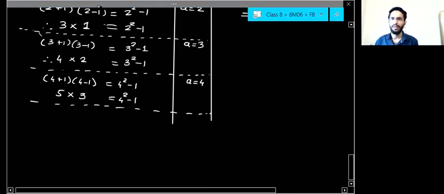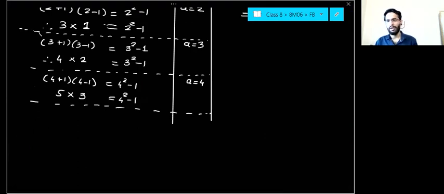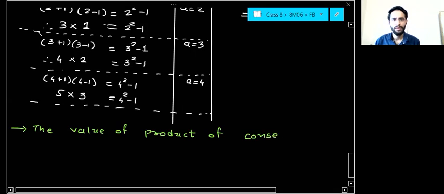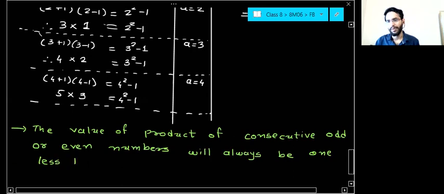Let me write this in words. Then you can ask your doubts if you have any. So for any number a, the value of the product of consecutive odd or even numbers will always be 1 less than a perfect square.